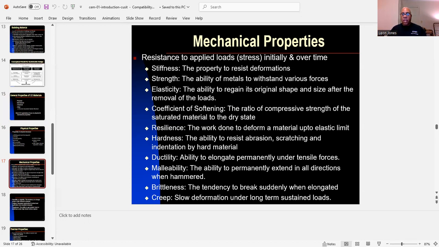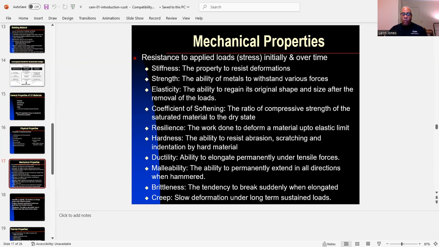We're gonna deal with stiffness. That's the property to resist deformations. The strength, the ability to withstand various forces. This is metals, the ability of metals to withstand forces, various forces. Then we have your elasticity, the ability to regain its original shape and size after the removal of the loads.